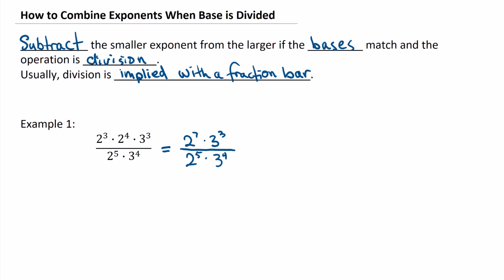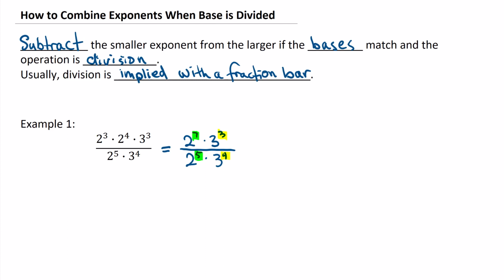Now, we have to subtract the smaller exponent from the larger when the bases are divided. So let's take a look at what that means. Our exponent of 7 is bigger than our exponent of 5. This means that we don't want to subtract 7 from 5. We want to subtract 5 from 7. Similarly, we don't want to subtract 4 from 3. We want to subtract 3 from 4 because 3 is smaller.